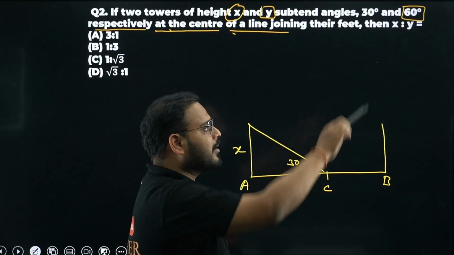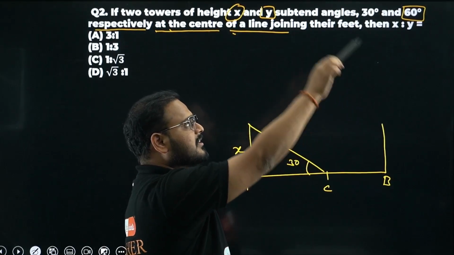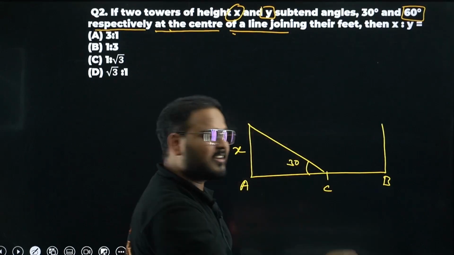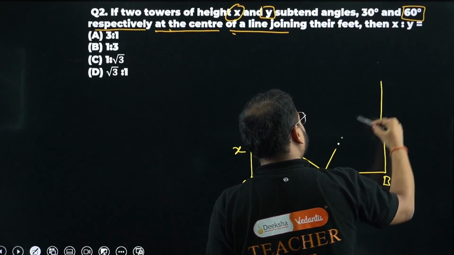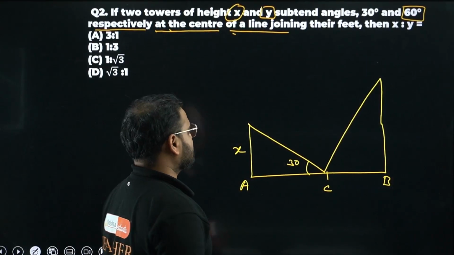30, I'm looking like this. My line of sight is this. Please check. 60 like this. 30 degrees is here, 60 is here. Which is higher? 60 degrees is higher, right? Please try from your side. 30 degrees like this, 60 like this. Great.